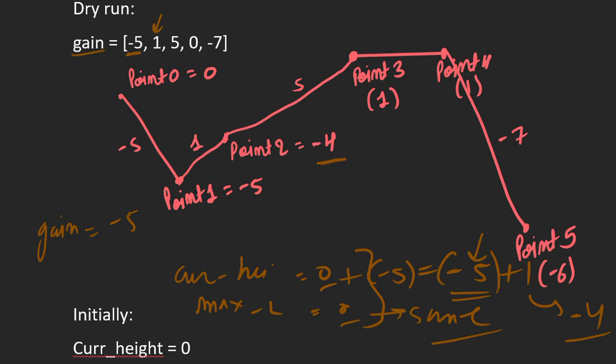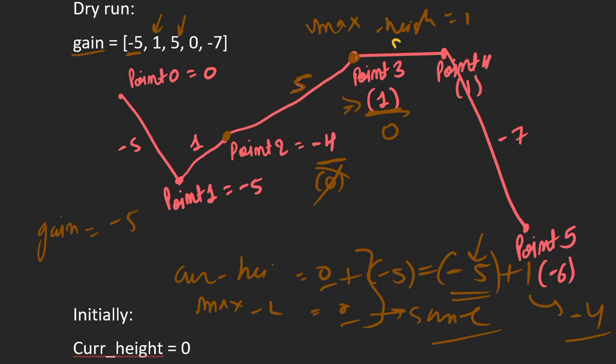Is that height greater than our maximum height, 0? No, still it is not greater than 0. Then we add the next gain to this point, so it will give us the height of the next point. The gain is 5 and our current height is minus 4, so the height of the next point will be 1. Is that greater than 0? Yes. So we have updated our max height to 1 and our current height is also 1.